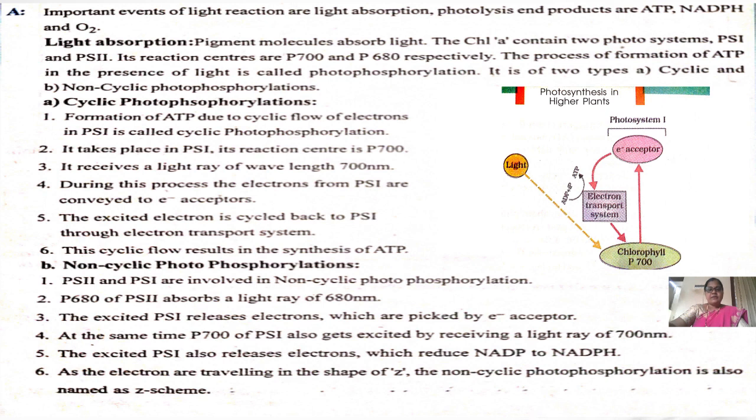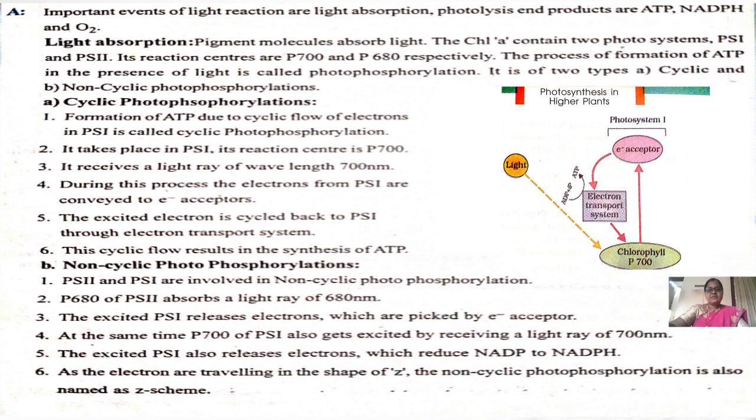And what is meant by cyclic photophosphorylation? Formation of ATP due to cyclic flow of electrons in photosystem 1 is called cyclic photophosphorylation. In this process, the electrons are released and picked up by the electron acceptors. The reaction center is P700 and its wavelength is 700 nanometers.